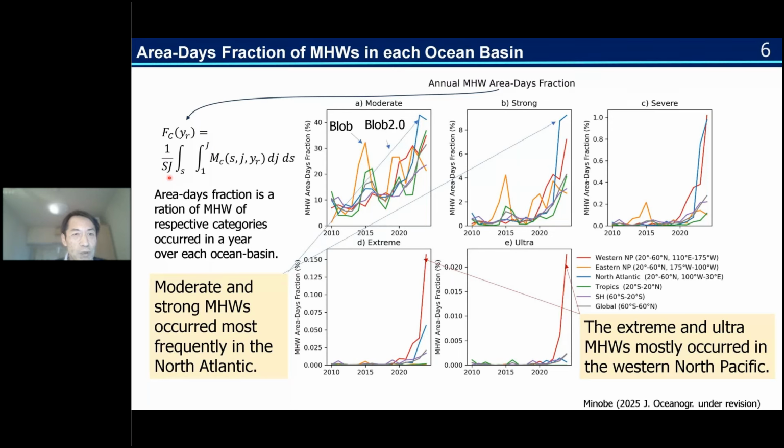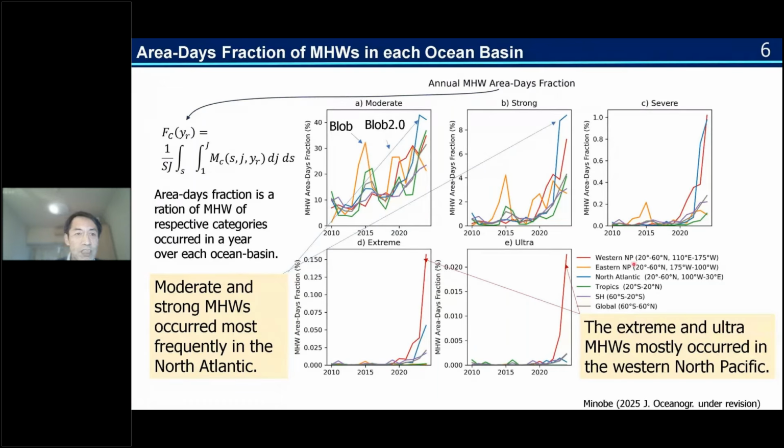For moderate marine heat waves, there is a general increase in all global oceans, and the Blob 2.0 is outstanding in the Eastern North Pacific. But 2023-2024 are exceptional, and that is mostly in the North Atlantic, shown by this blue line. For severe and stronger marine heat waves, that is extreme and ultra, the red line, the Western North Pacific, is outstanding.